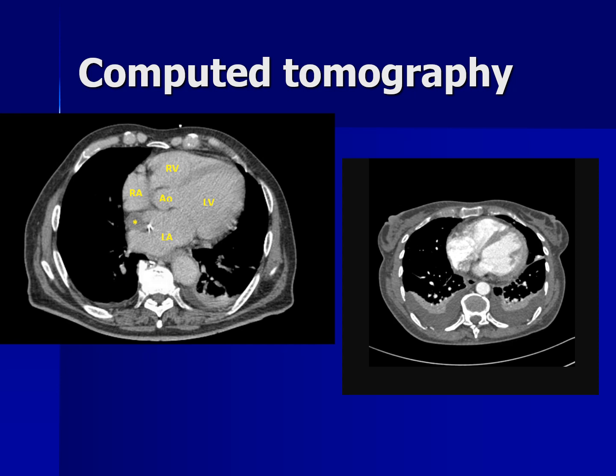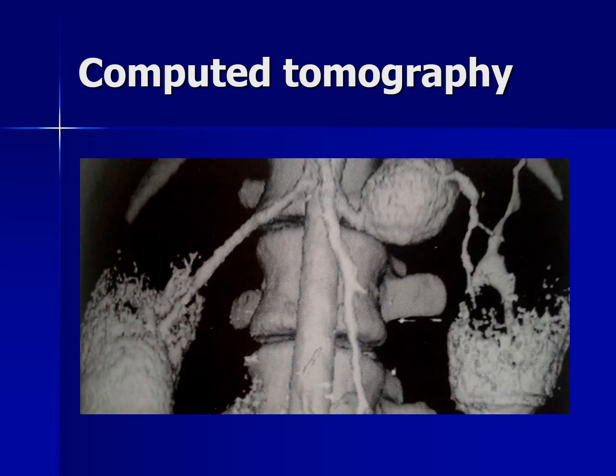Right ventricle, left ventricle, left atrium, right atrium, aorta. Here is 3D computed tomography where we can see abdominal aorta, kidney arteries, and aneurysm of the left kidney artery.